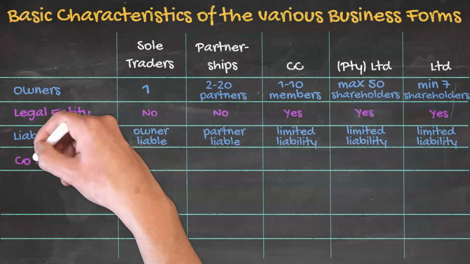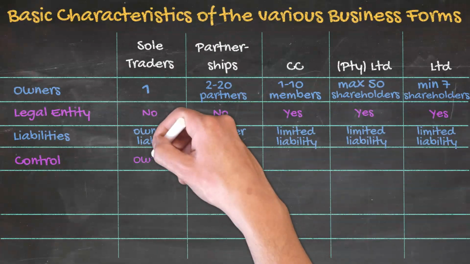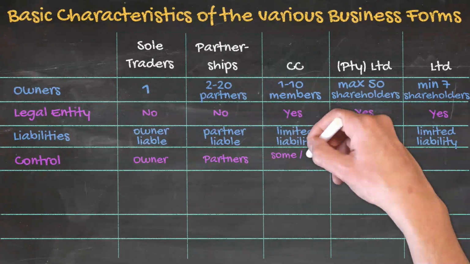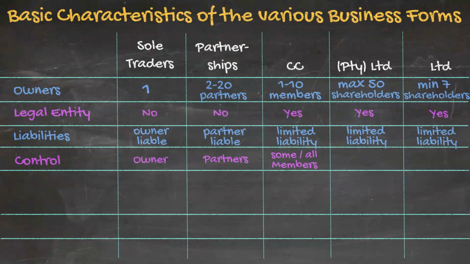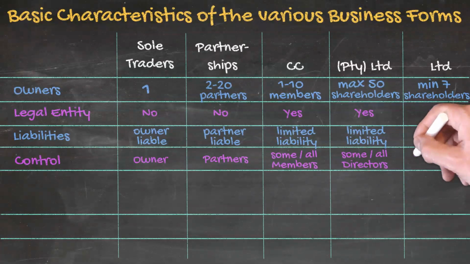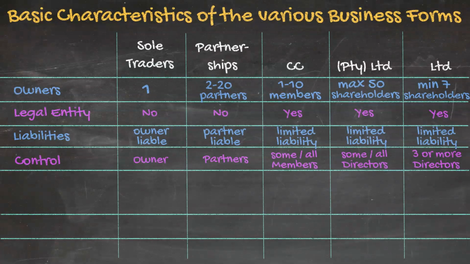Also, let's give a thought as to who controls the business, who manages it. Here you can see that sole traders, partnerships and CCs are controlled by the owners of the business, whereas private and public companies are controlled and managed by directors who were appointed by the shareholders.